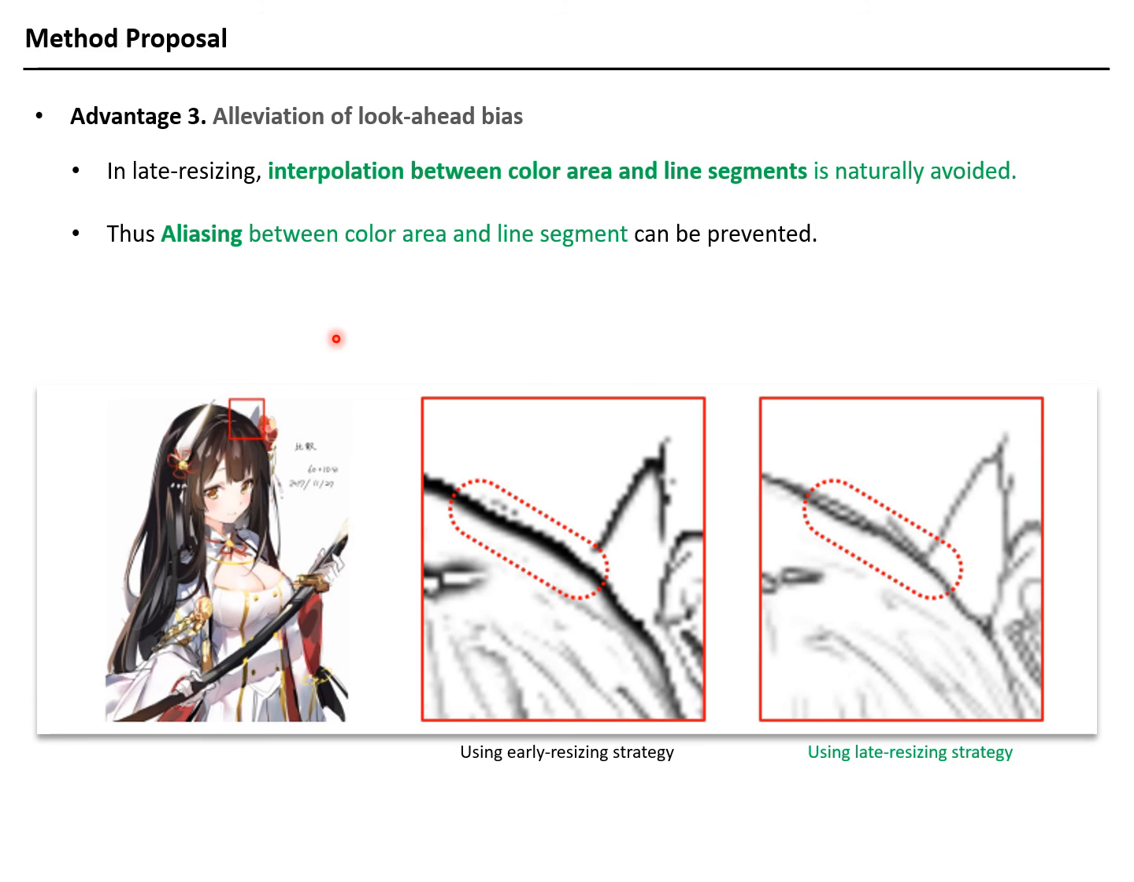And also, in the late resizing stage, the interpolation between the color area and the line segments is naturally avoided. Therefore, the aliasing problem between the color area and the line segments can be prevented.